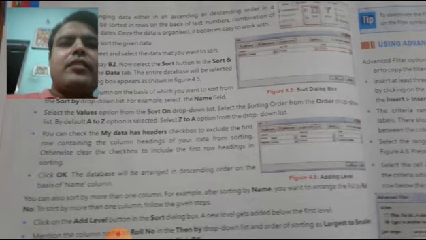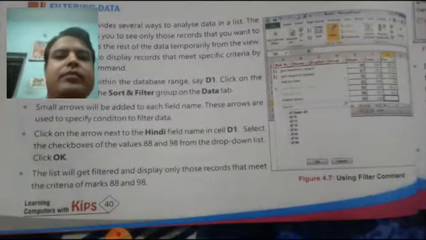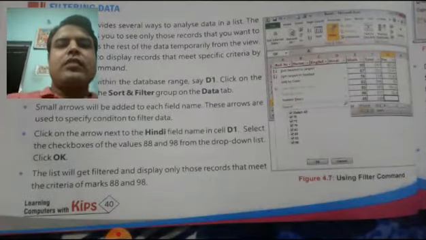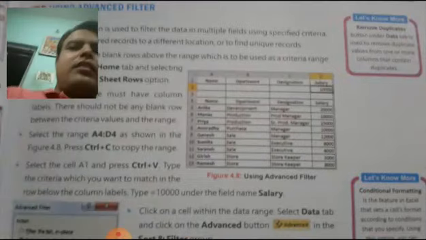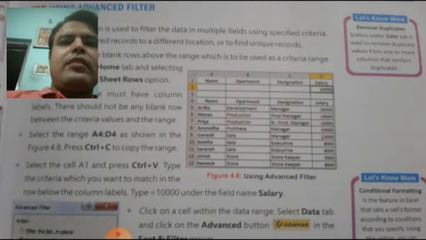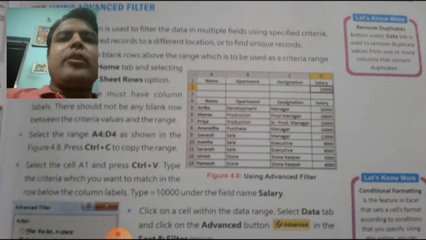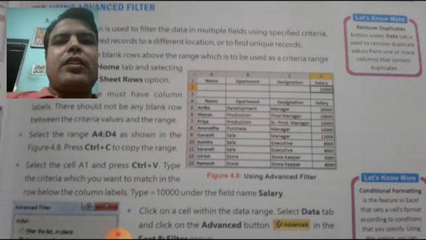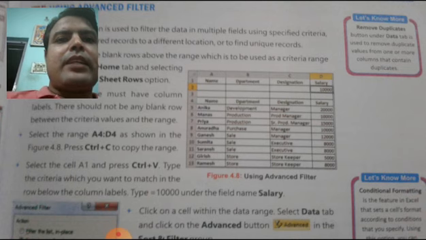The next is using advanced filter. It is similar to filtering data, only the difference is that filtering data option is used to filter the data in the single field, whereas advanced filter option is used to filter the data in multiple fields based on the specific criteria. We will also do it practically during the lab period.